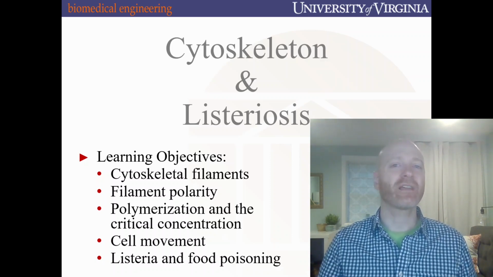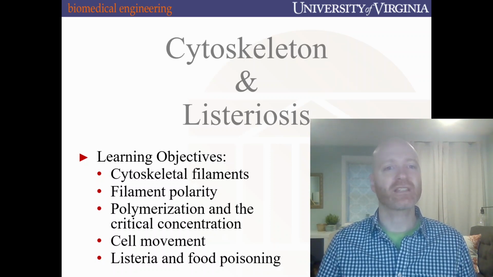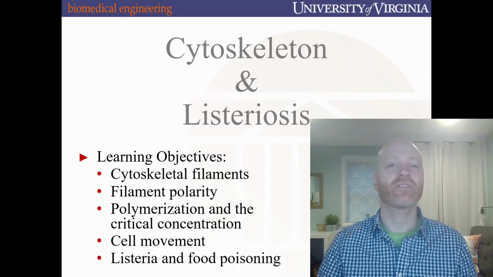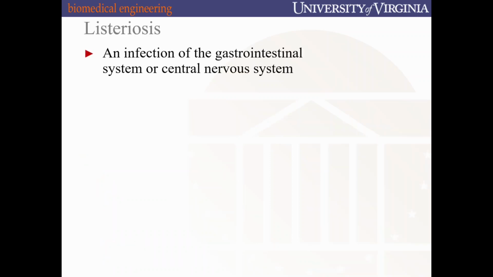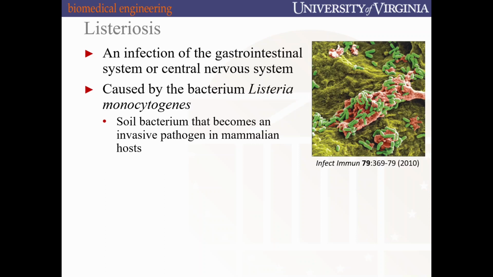The human disease topic that I'll use to illustrate some of these key aspects of the cytoskeleton is Listeriosis food poisoning. Listeriosis starts out as an infection of the gastrointestinal system, but sometimes spreads further through the body and can even move into the central nervous system. The infection is from Listeria monocytogenes, a soil-dwelling bacterium that becomes an invasive pathogen in mammalian hosts. In the electron microscopy image on the right, Listeria have been colored in green. You can see they have a rod-shaped bacillus structure.